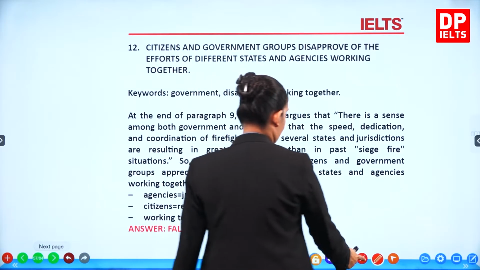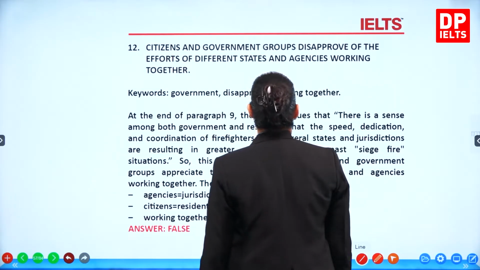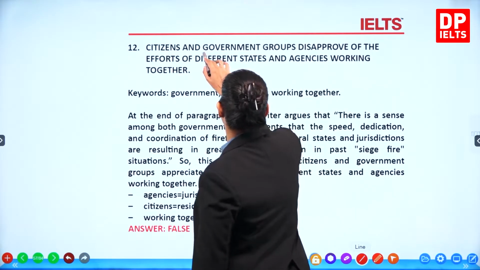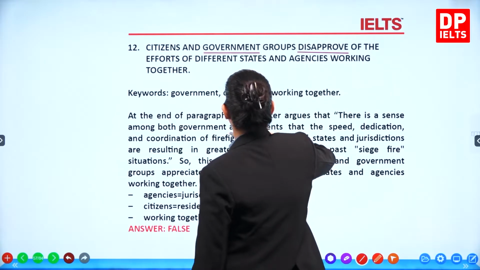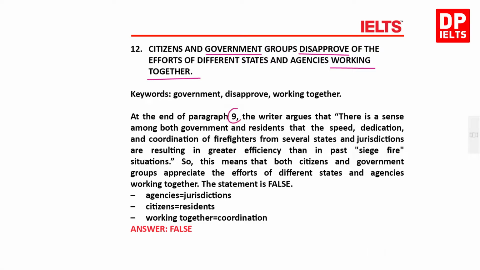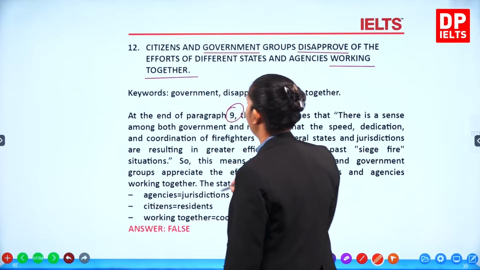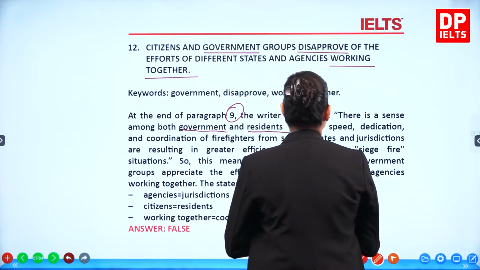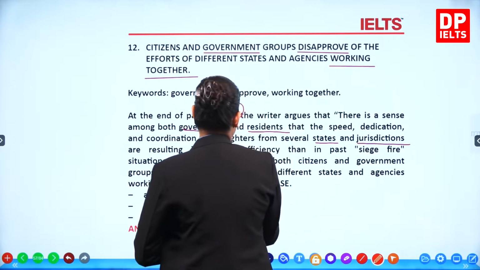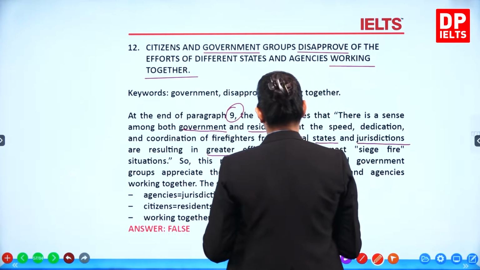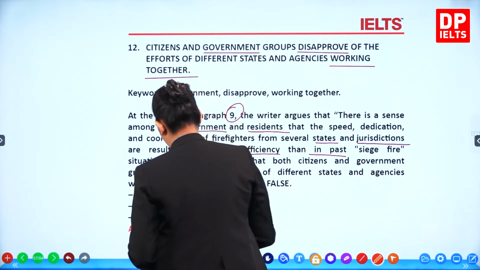Question number 12, right? Citizens and government groups disapprove of the efforts of different states and agencies working together, right? Go to para 9 and go towards the end of para 9. The writer argues that there is a sense among both government and residents that the speed, dedication and coordination of firefighters from several states and jurisdictions are resulting in greater efficiency than in the past. So here, citizens and government groups disapprove of the efforts of different states? They don't disapprove, they like it. So therefore the answer is false.